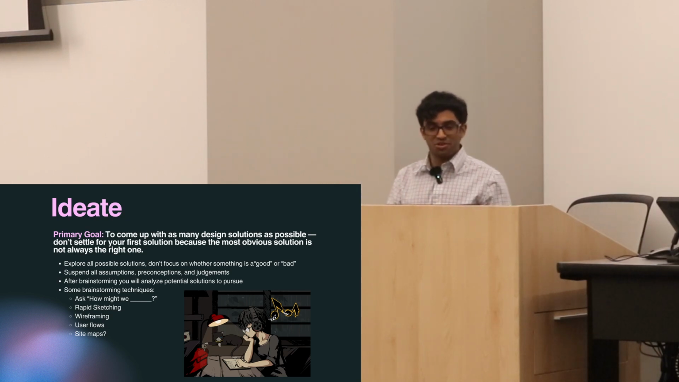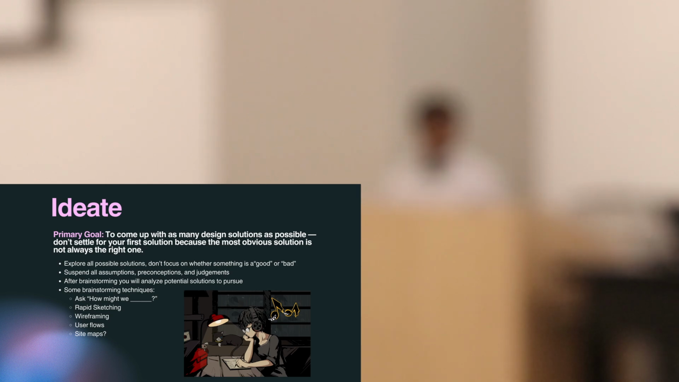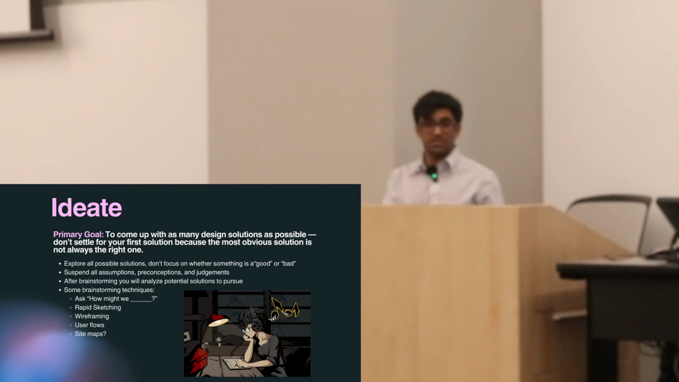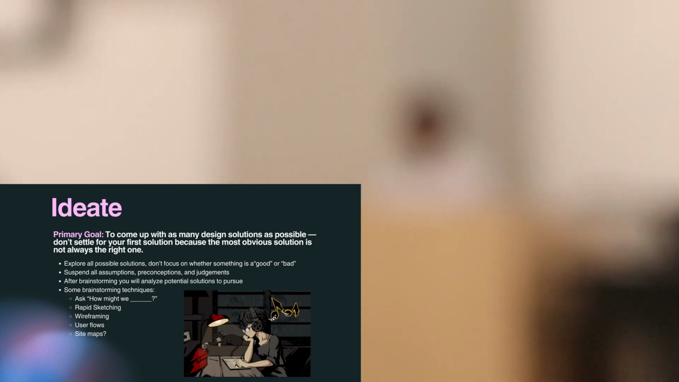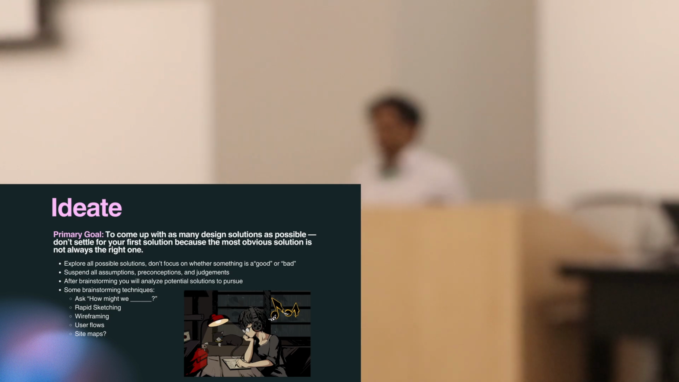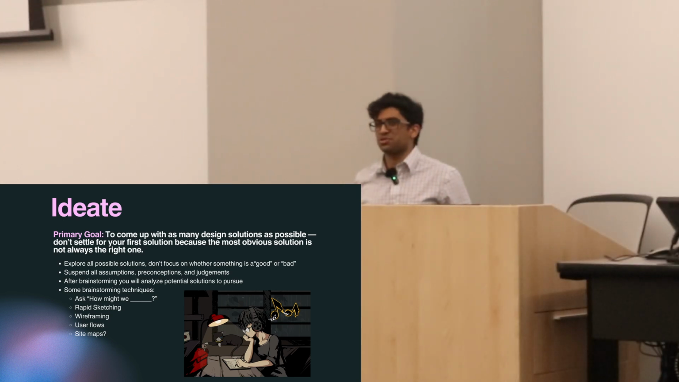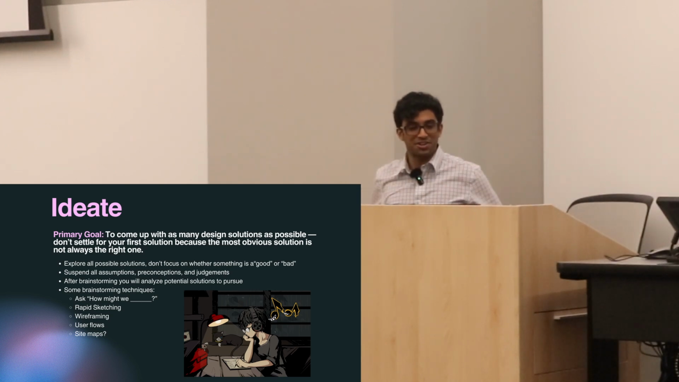And some techniques are like how might we statements, rapid sketching and prototyping, and wireframing. Wireframing is something that you might be doing a lot here. User flows, sitemaps. One other thing that I've done in the past, I don't know if you guys have heard of it, it's called Crazy Eights. It's like a weird brainstorming thing where you're timed and you have to draw a lot of sketches for your wireframes and stuff.